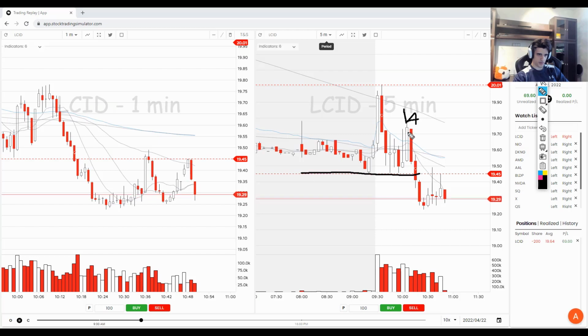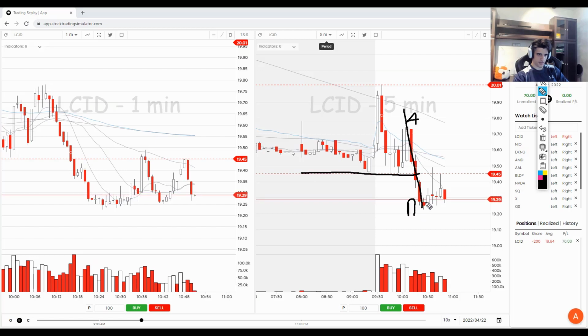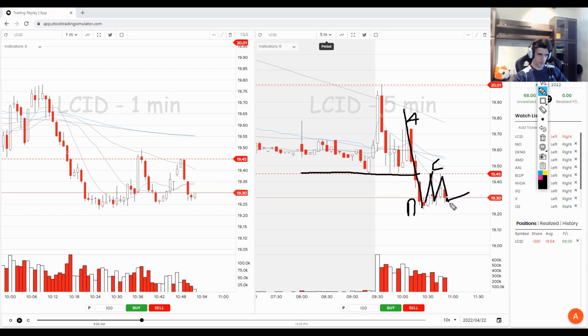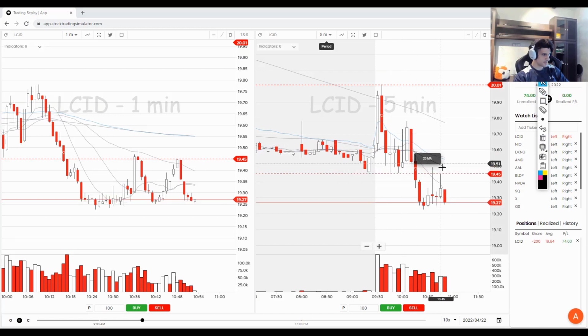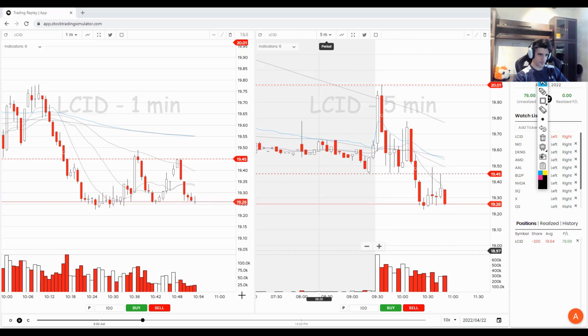Level of support is broken. Decent trend. B, pull back. C, with an M shape, check the ABCD pattern webinar. And now we're going for the breakout, which is the D. Once I saw this pattern, previous support acting as a resistance, reverse ABCD pattern, or bear flag, or whatever you want to call it.